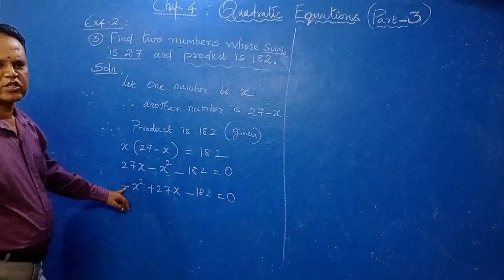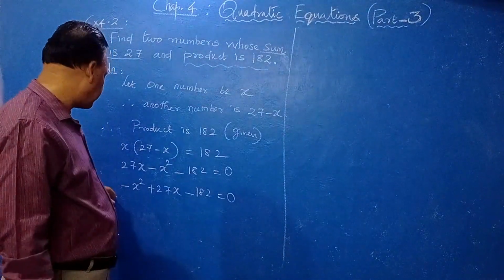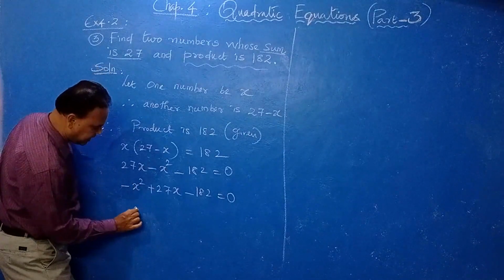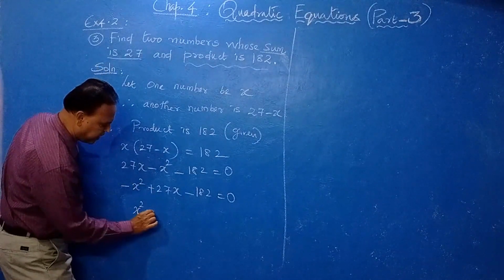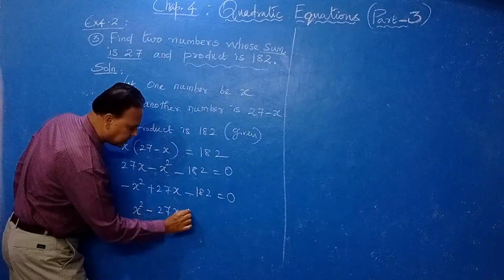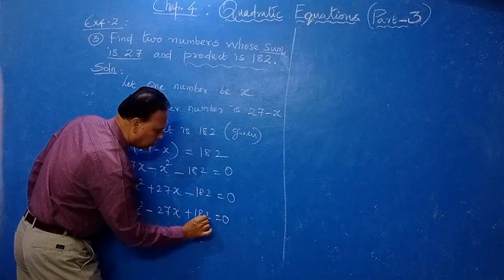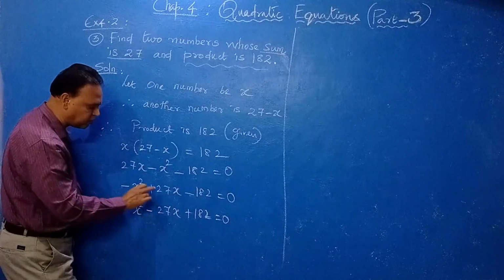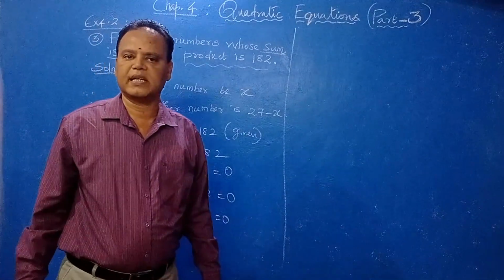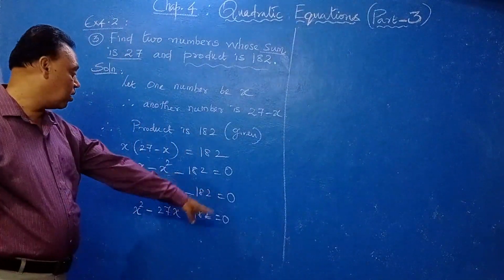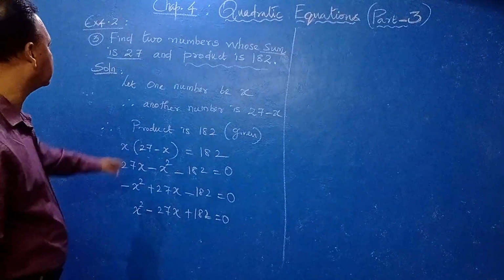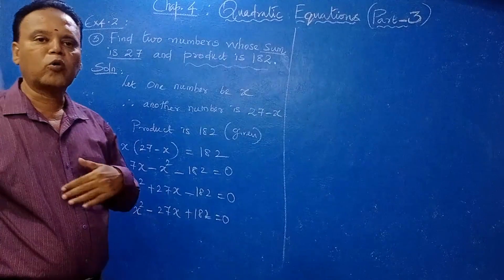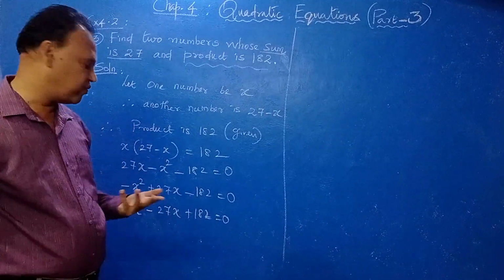Always keep the first term sign positive. That's why you multiply all the terms by minus. Minus into minus is plus x square. Change the sign: minus 27x plus 182 equal to 0. All the terms' signs you change. That means multiplying minus 1 on both the sides. Now you got the quadratic equation. Now you have to factorize and find out the x value.